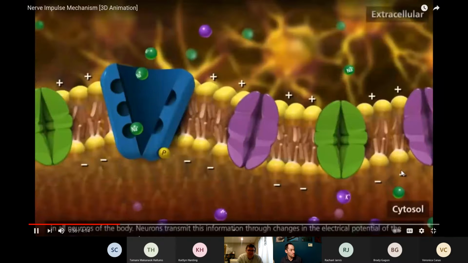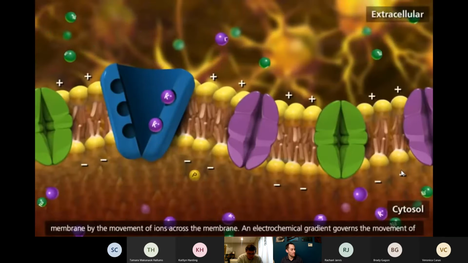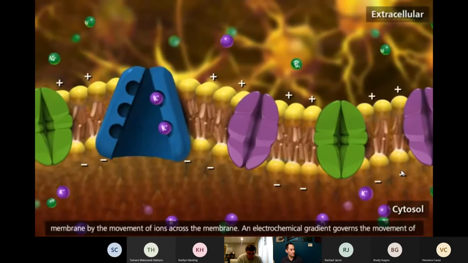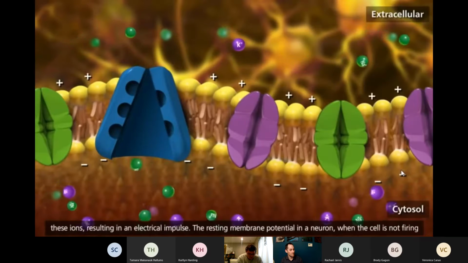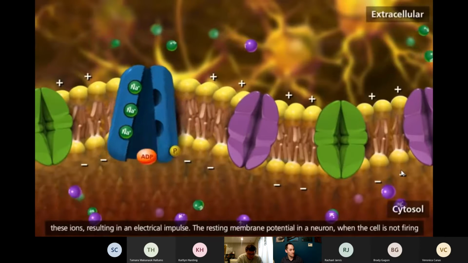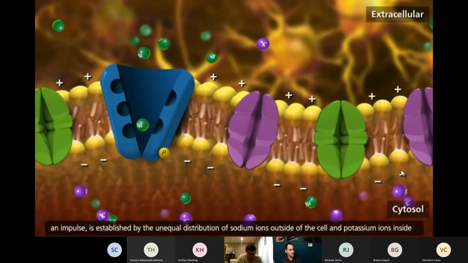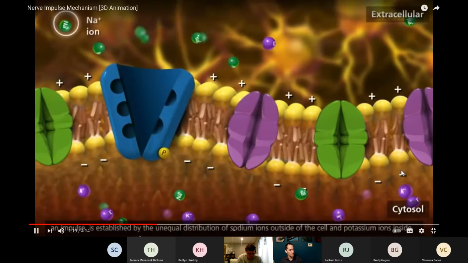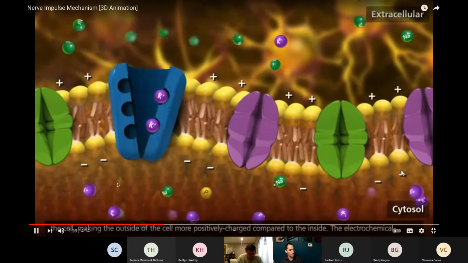Neurons transmit this information through changes in the electrical potential of the membrane by the movement of ions across the membrane. An electrochemical gradient governs the movement of these ions, resulting in an electrical impulse. The resting membrane potential in a neuron, when the cell is not firing an impulse, is established by the unequal distribution of sodium ions outside of the cell and potassium ions inside the cell.